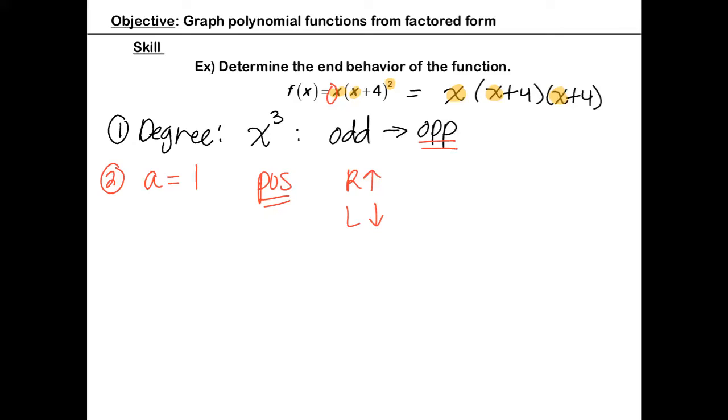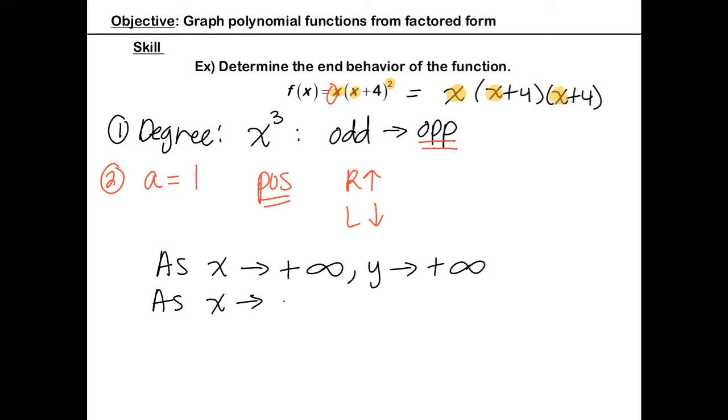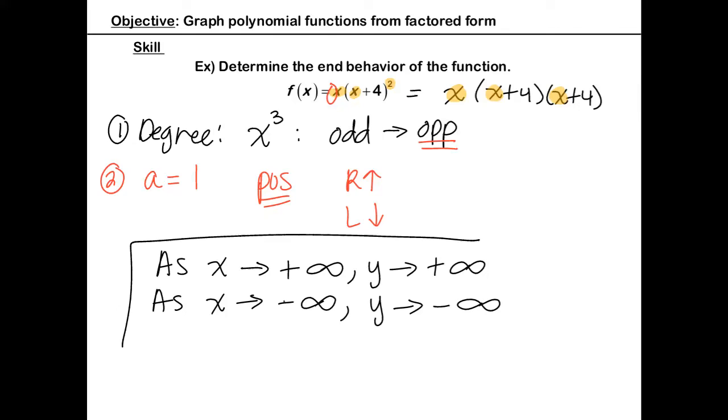So for my end behavior now, we're just going to write it out. As x approaches, the right side is which infinity? Positive. Y approaches, upward is positive. And for the second one, as x approaches, the left is which infinity? Negative. Y approaches down is which infinity? Negative. And that's our final answer there. Okay?